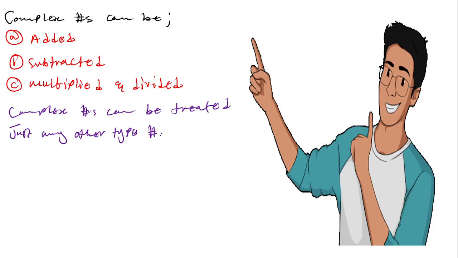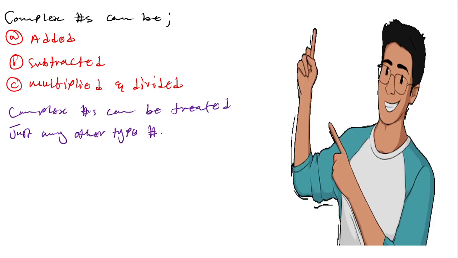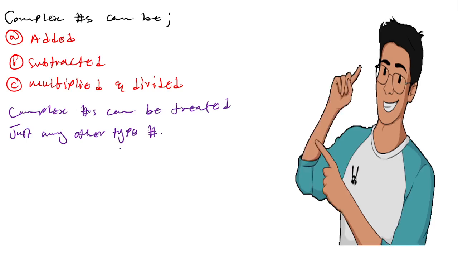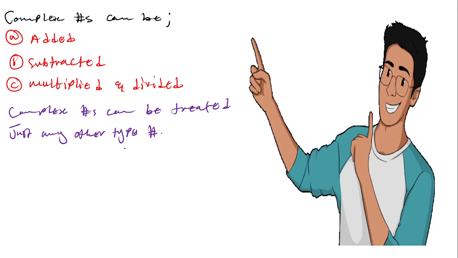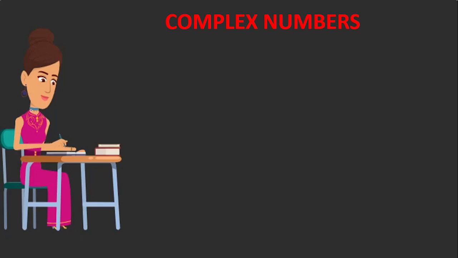With this in mind, I'm going to give a few examples. I'll start with the basics, then go bit by bit until we do the division of complex numbers. I'll start with addition, then subtraction. What you do with addition is the same thing you can do with subtraction. Then I'll go with multiplication, and lastly division, which is very important. So let's quickly move on and look at the examples.